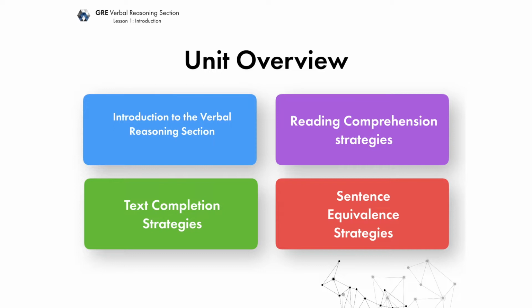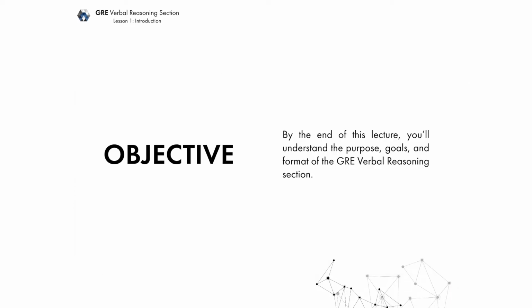Okay, let's get started. Here's our objective for this lesson. Every lesson in the unit will have a clear objective. By the end of the lesson you should be able to check your notes and make sure that you're able to do the thing that's listed in the objective, or that you know the material that's identified for study. If at the end of the lesson you haven't achieved the objective or don't have that knowledge, you may want to watch the video over or take some more notes. Okay, today's objective is that by the end of the lecture, you'll understand the purpose, goals, and format of the GRE verbal reasoning section.